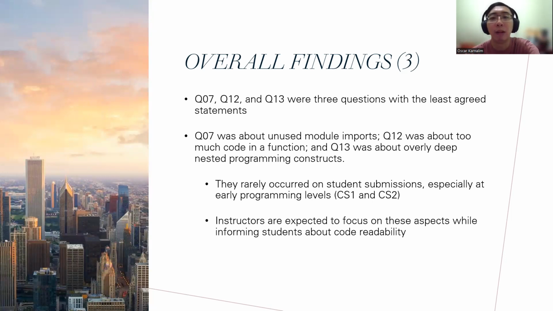Key 07, Key 12, and Key 13 were three questions with the least accurate statement. Key 07 was about unused module imports, Key 12 was about too much code in a function, and Key 13 was about overly deep nested programming constructs. They rarely occurred on student submissions, especially at early programming levels like CS1 and CS2. Instructors are expected to focus on these aspects while informing students about code readability.